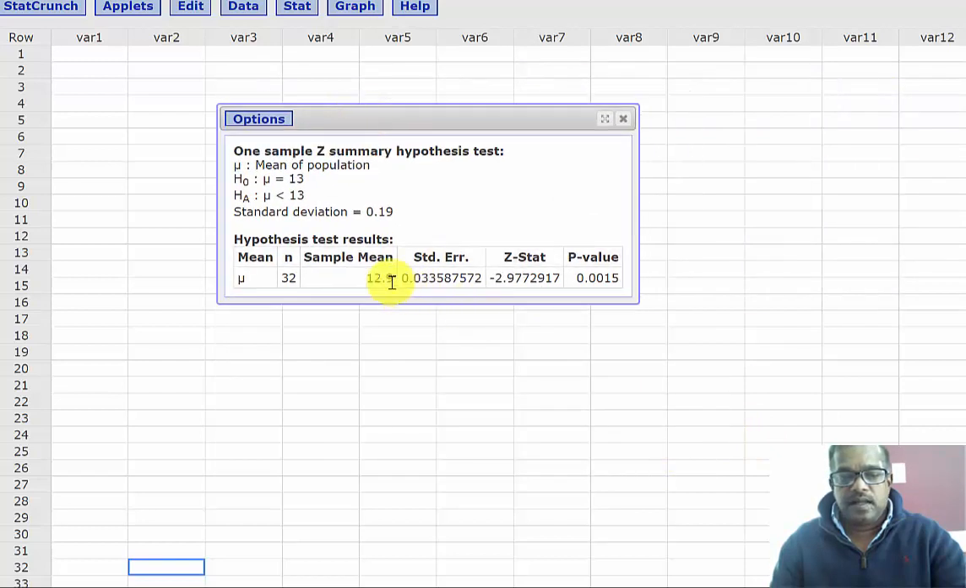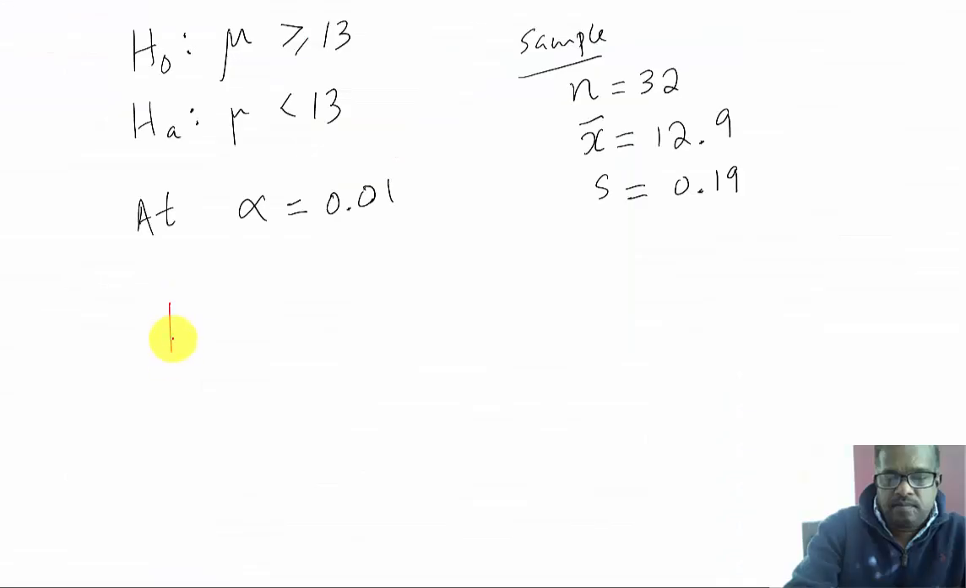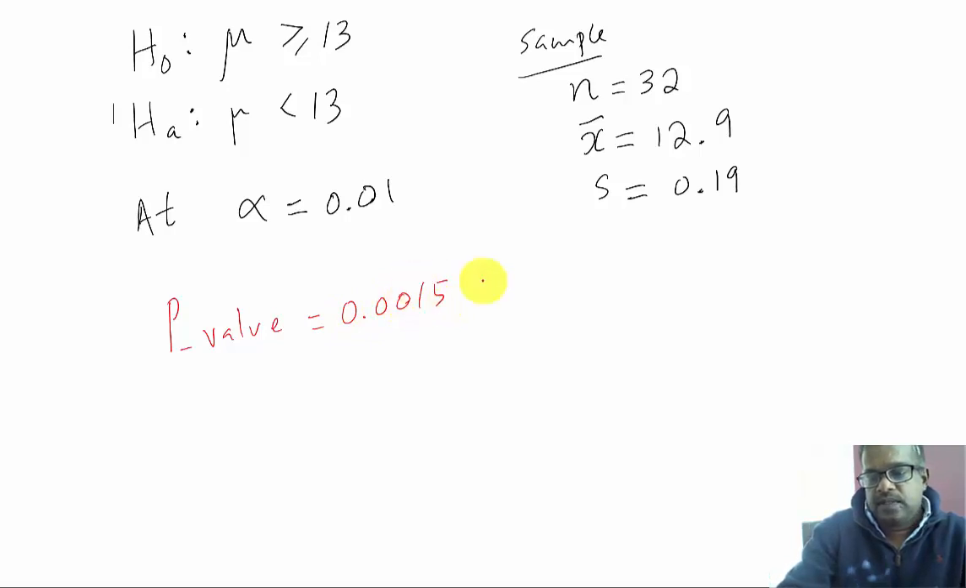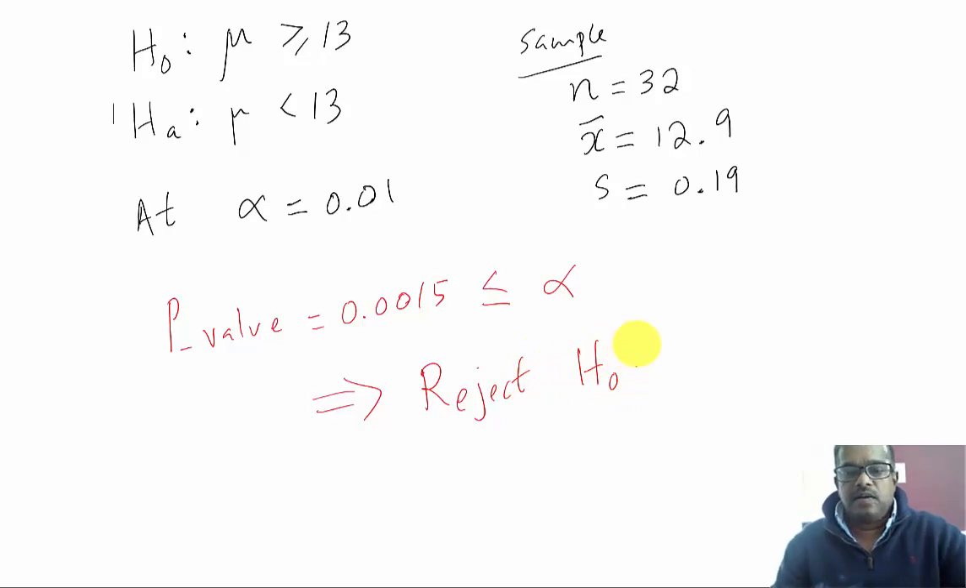So here is the results. We get the p-value of 0.0015, which is less than or equal to alpha, because alpha is 0.01, therefore reject the null hypothesis. We reject H0.